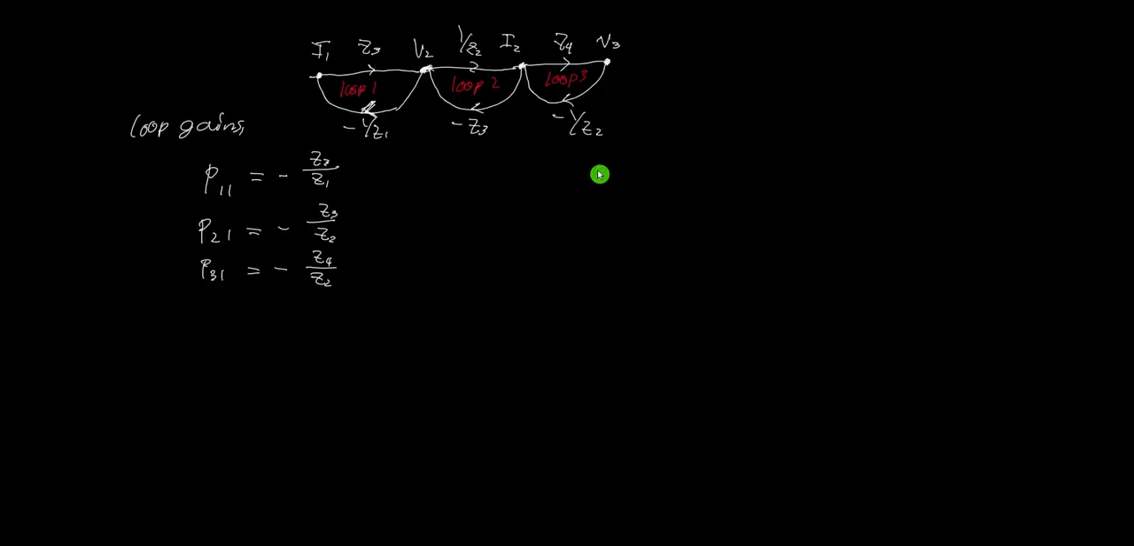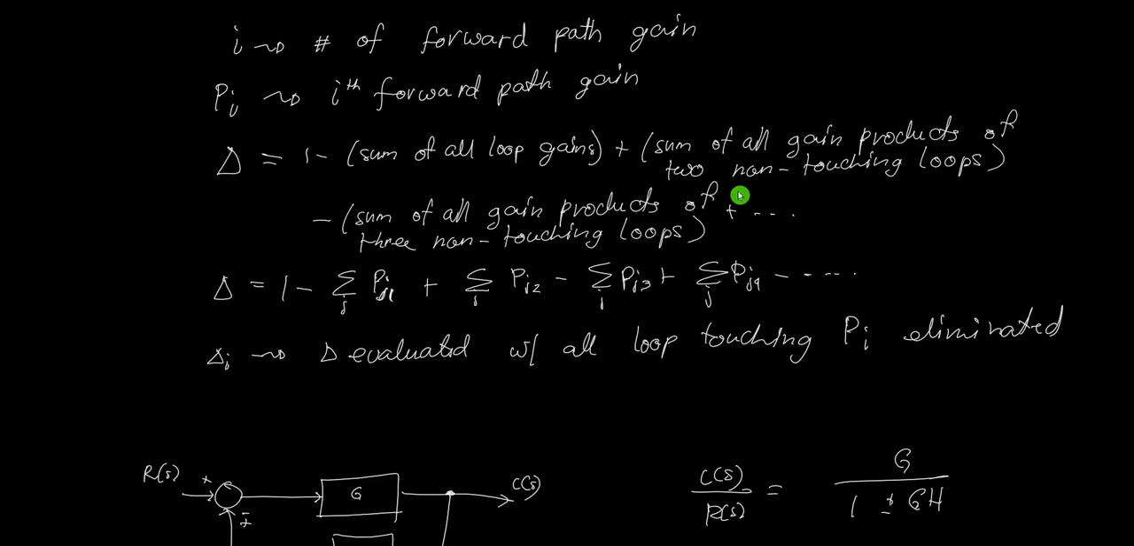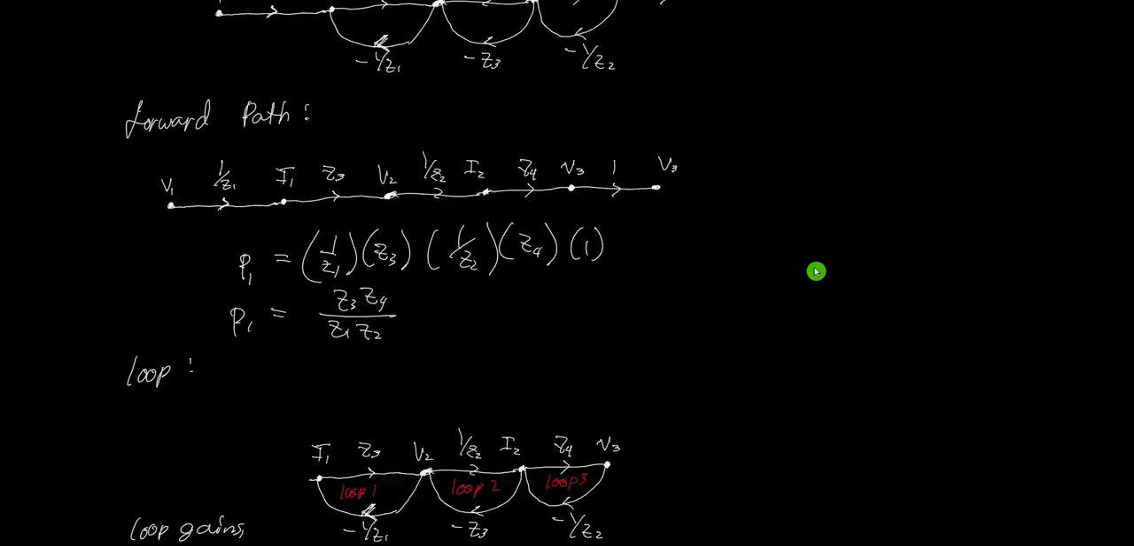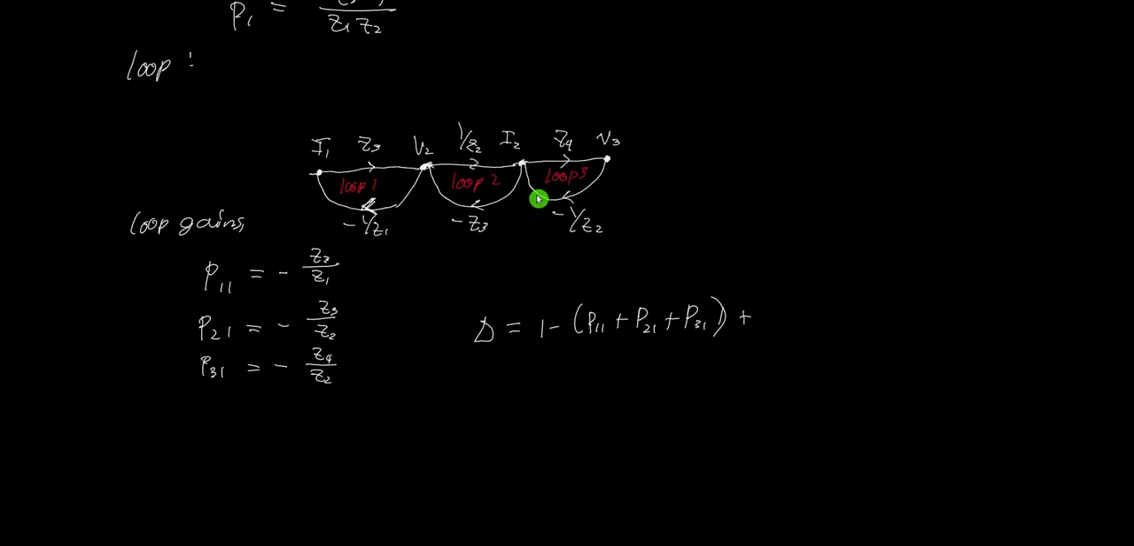So delta is equal to 1 minus P11 plus P21 plus P31, then plus the sum of all the gain products of 2 non-touching loops. In our case, we only have a pair of non-touching loops. What are those loops? We have loop 1 and loop 3. So loop 1 and loop 3 are non-touching loops.